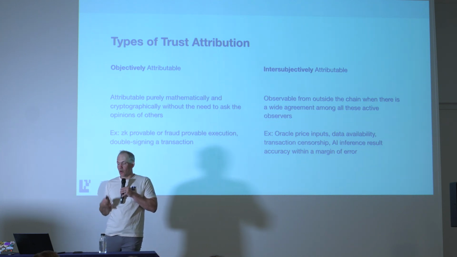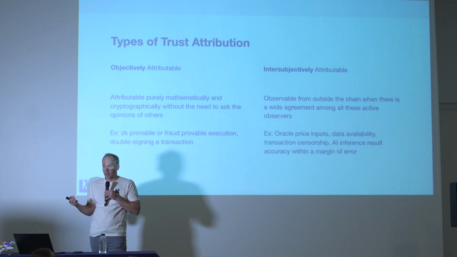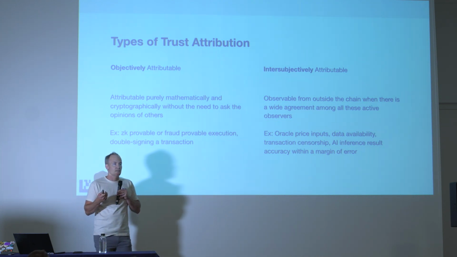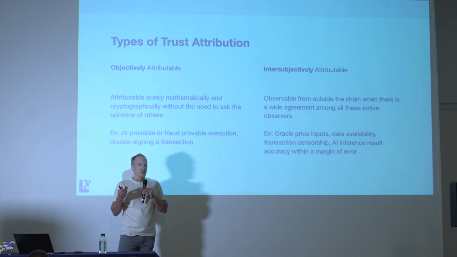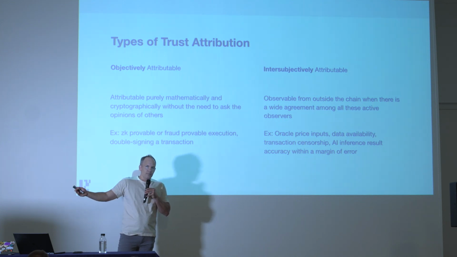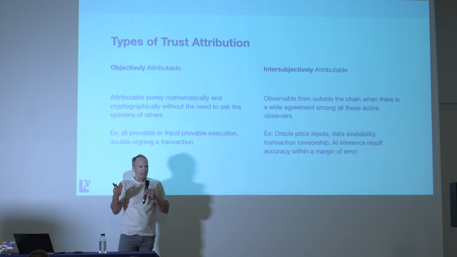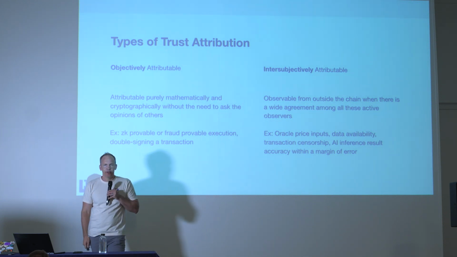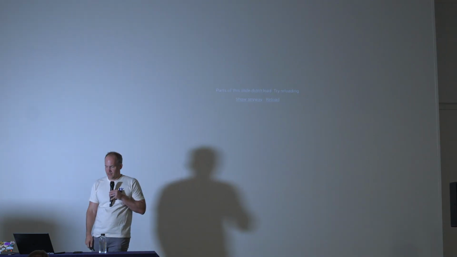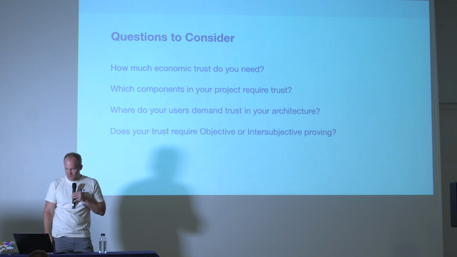And so if you look at things like Oracle price inputs, data availability, AI inference, so if I ask the AI to generate a picture of a dog, if it looks like a cat, but that's sort of a subjective opinion, this will open up a lot of opportunities for us to validate these other AVS services on chain.